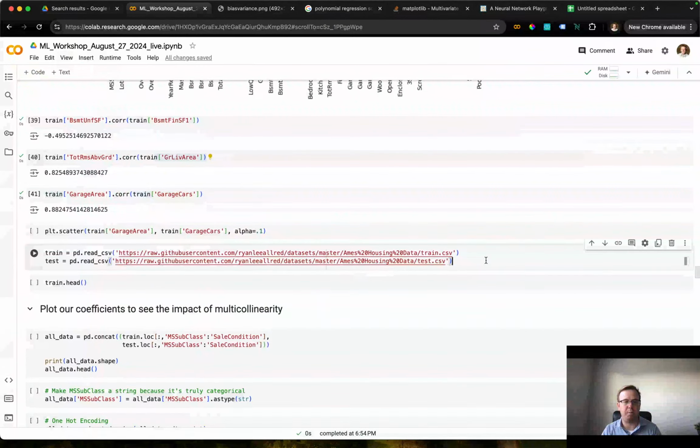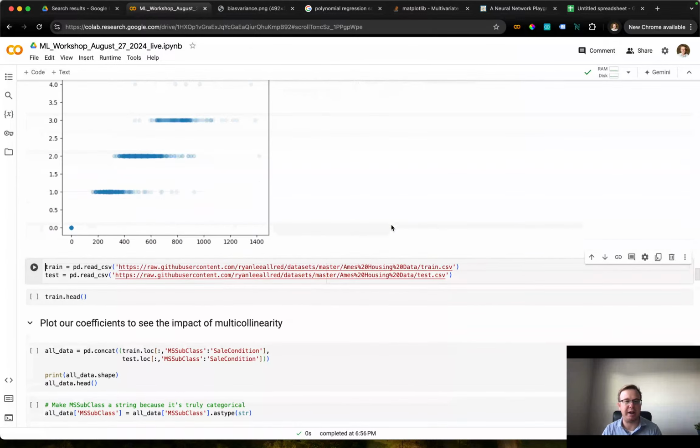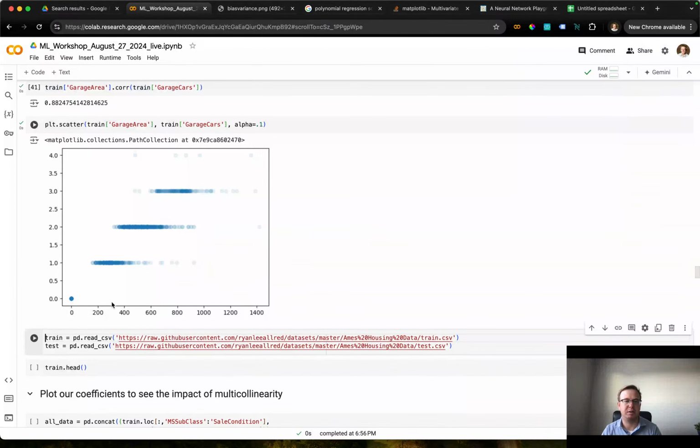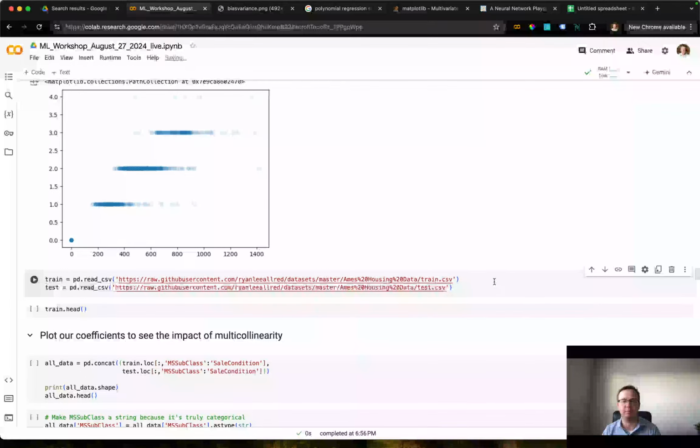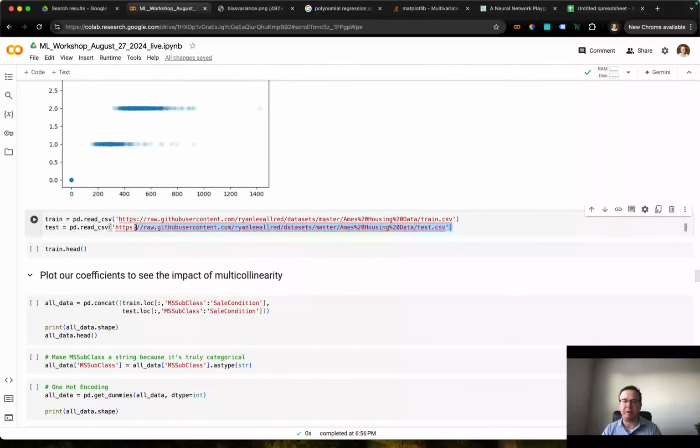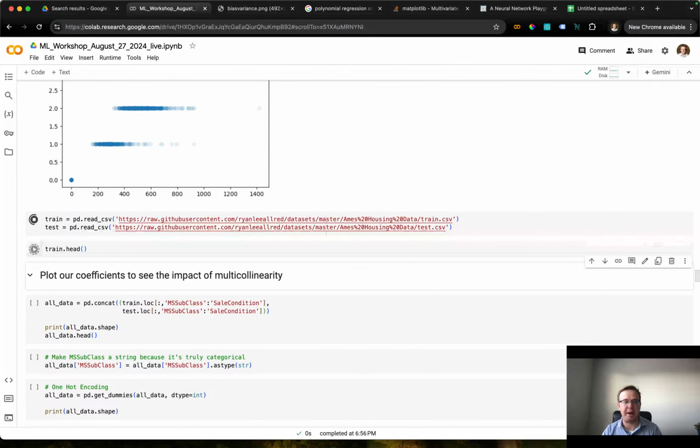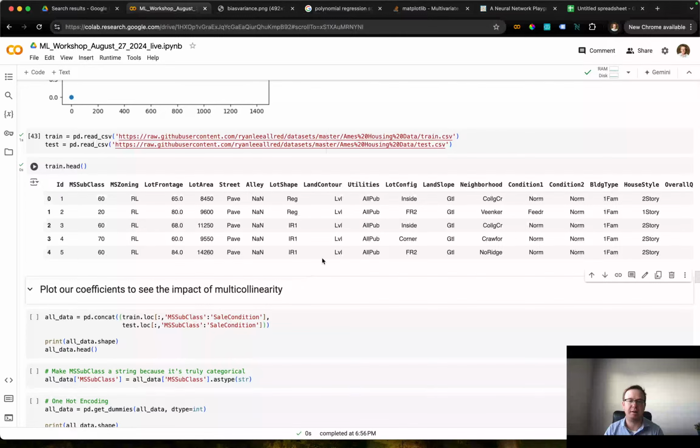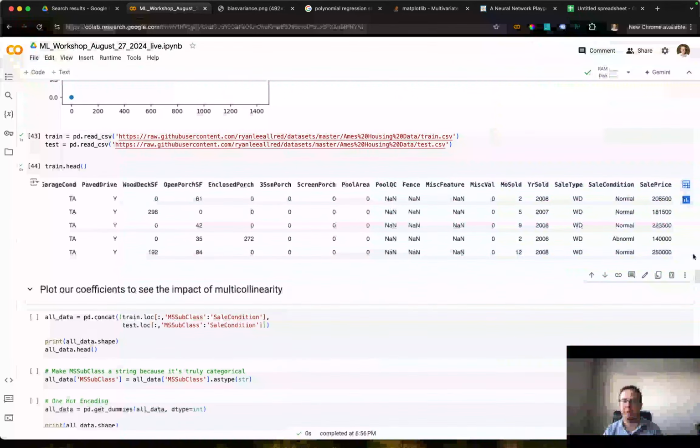Okay, so yeah, here's garage area and garage cars. Pretty linear relationship here. Not perfectly linear, but a strongly linear relationship. Okay, so I'm going to reload the data set here because I want to get rid of that perfectly multicollinear variable that I made. So let's check, make sure it's gone. Yeah, it's not here anymore.